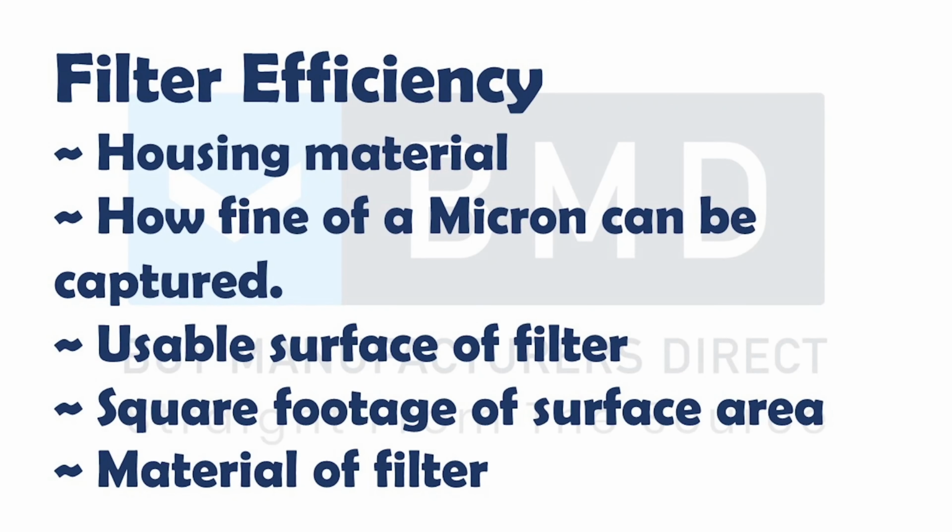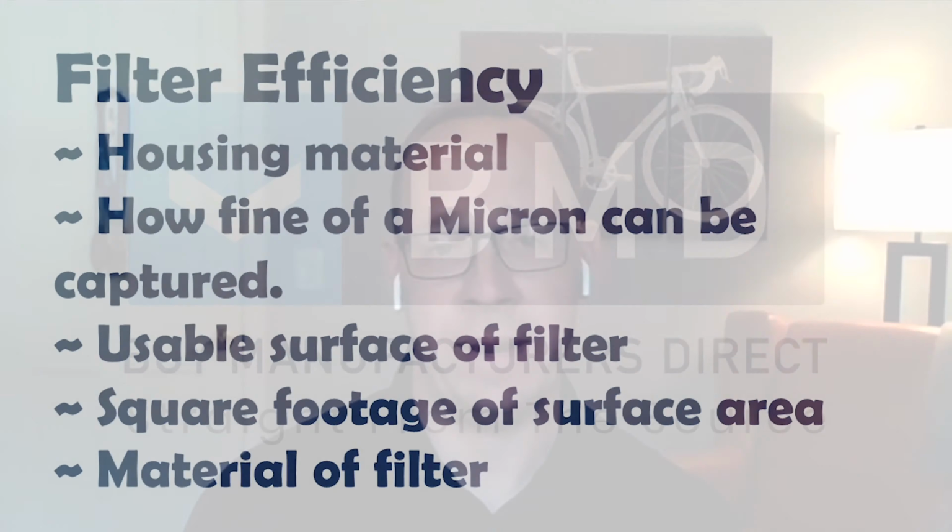That's just us. In general, as a contractor, you want to talk to that salesperson, that representative, about filter efficiency, how fine of a micron you're able to filter out, and then the construction of the filter, how much usable surface area you have, how much square footage of filter surface area, the material that the filters are made of. All of those things are going to dictate how efficient that filter is, how long the filter life is going to be, and how efficient your vacuum will run for a longer period of time on the job site.